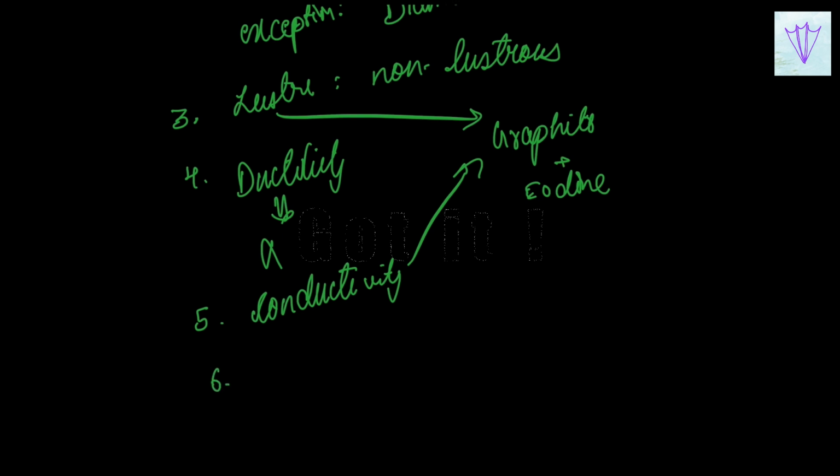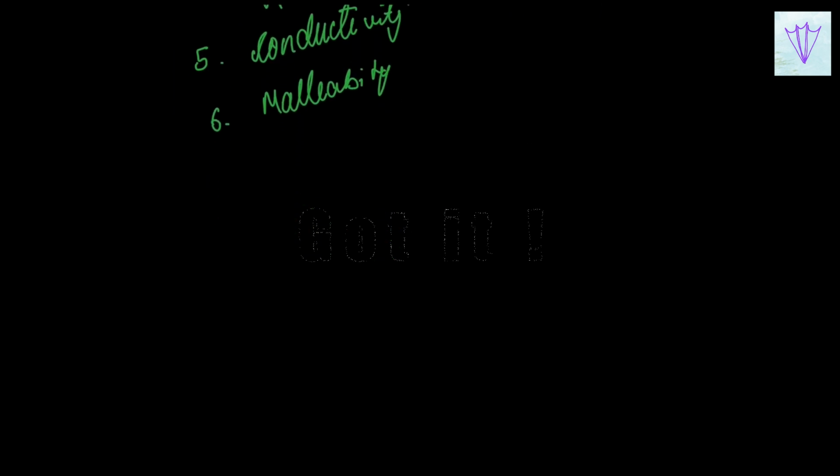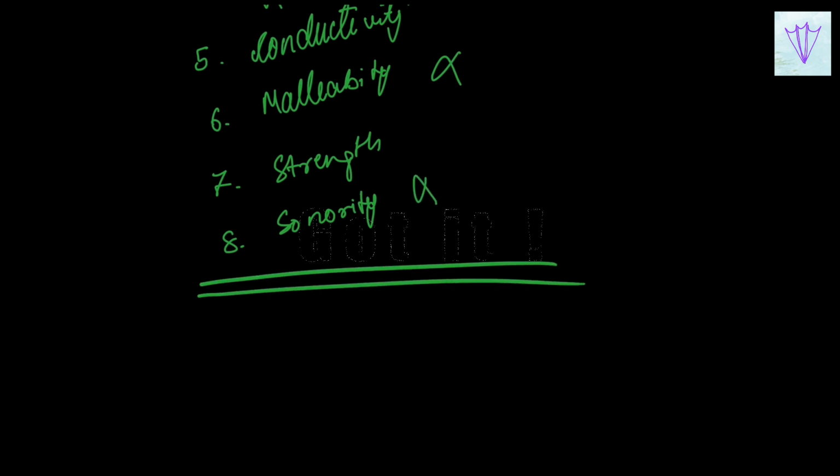The sixth property is malleability. Non-metals are non-malleable. The seventh property is strength. Non-metals are not as strong as metals. And the eighth property is sonority. Non-metals are non-sonorous. With this, we have completed the physical properties of non-metals.